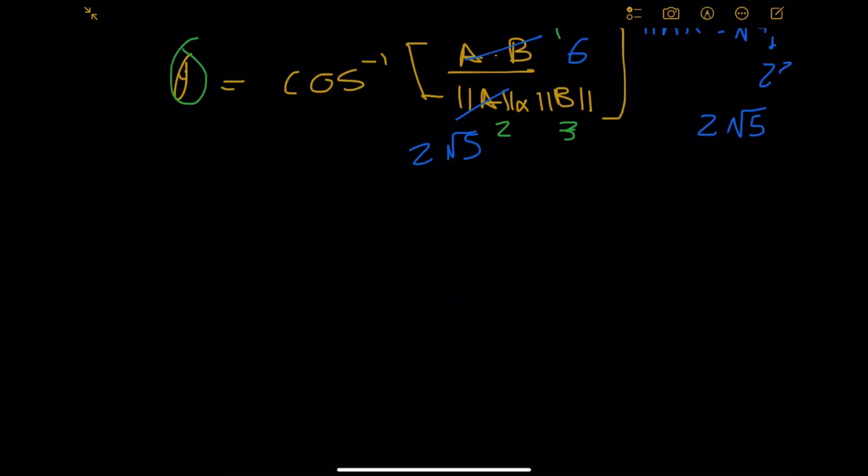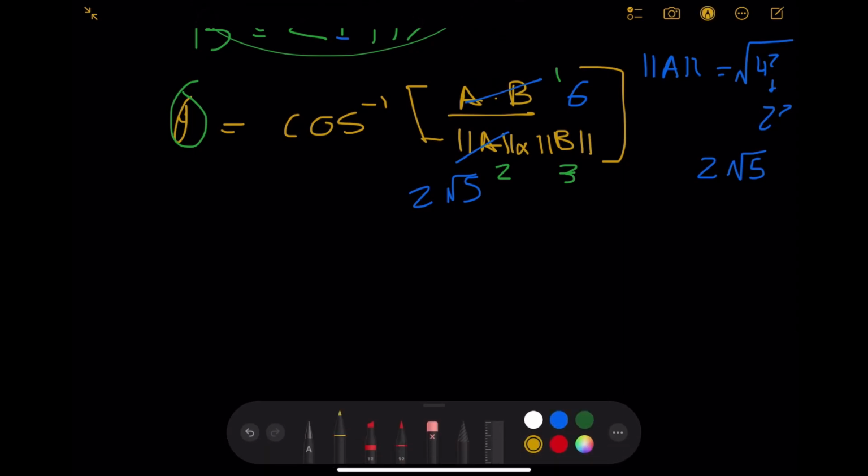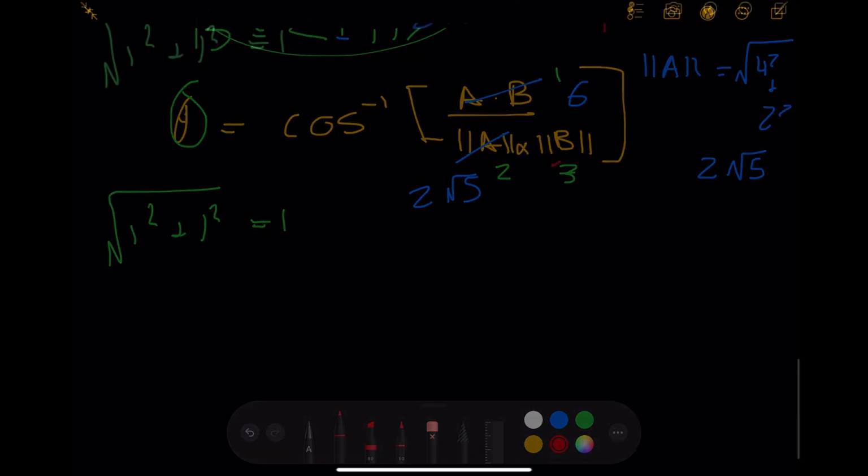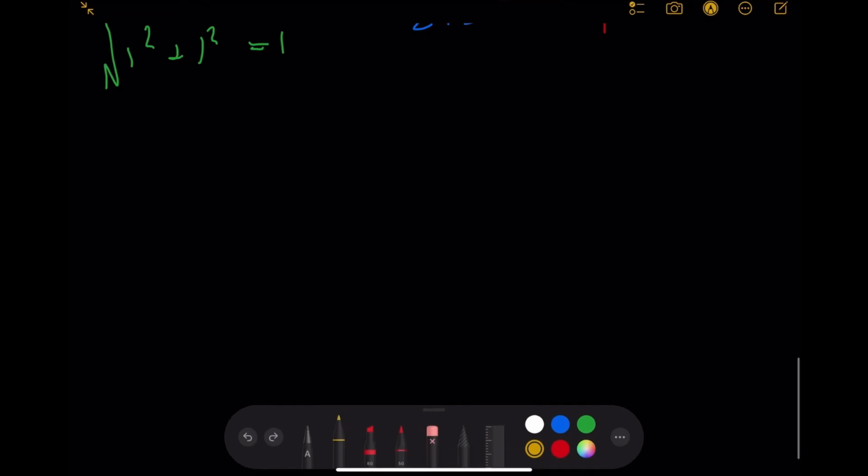And then to get the magnitude of B, it's 1 and 1. We'll do B here. The square root of 1 squared plus 1 squared is still equal to 1, right? And we have then this over here. Okay, you guys can go ahead and calculate that in your own time. I just have one more example to do.